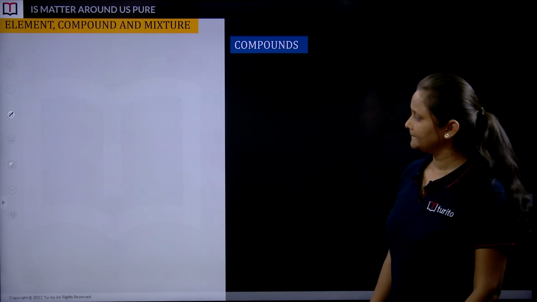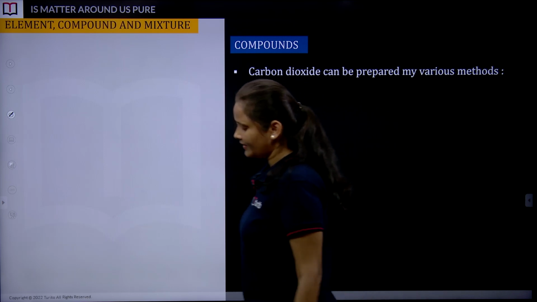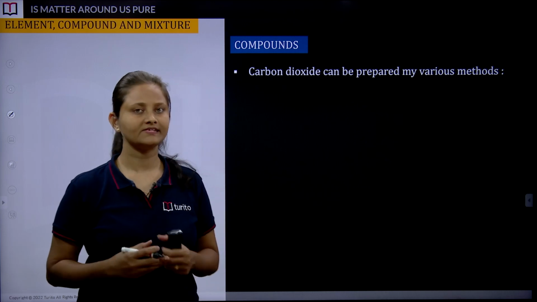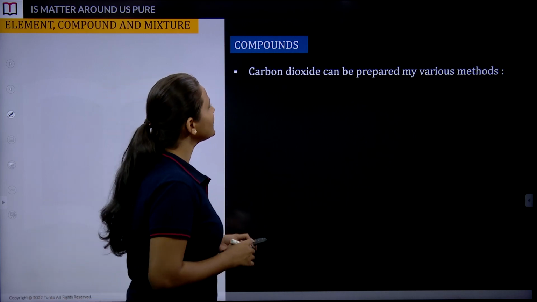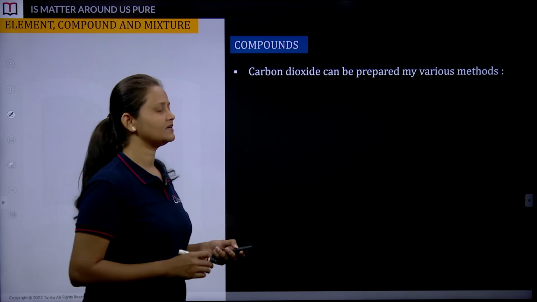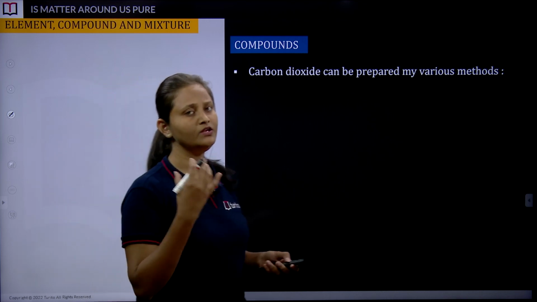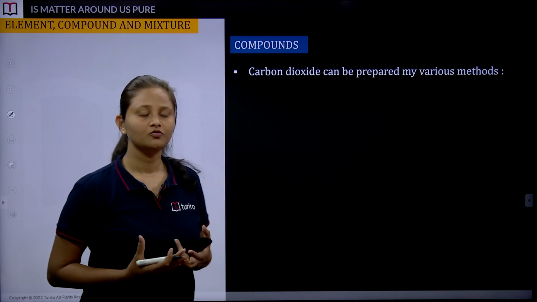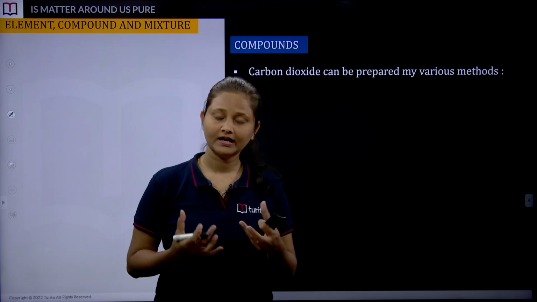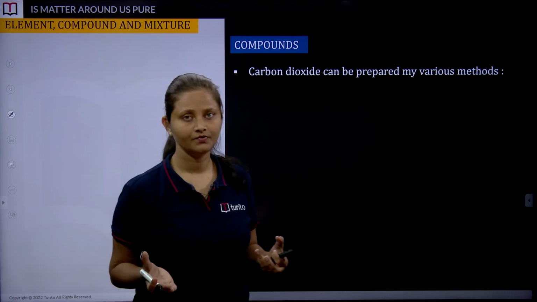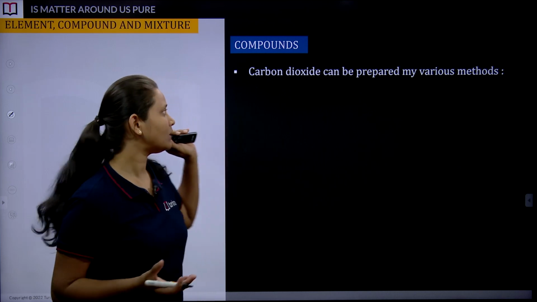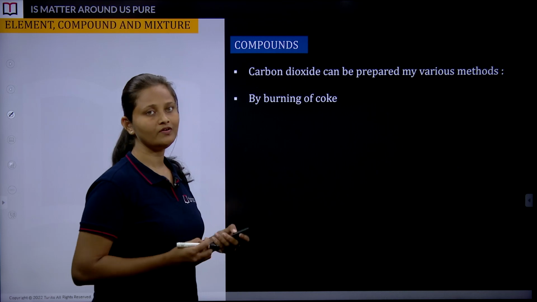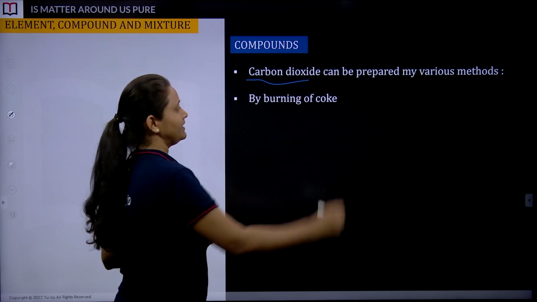Done? Let's move ahead. Now we are going to understand some properties of compounds with different examples. Okay. So here carbon dioxide can be prepared by various methods. Carbon dioxide, we know that it is a gas which is present in the environment. Plants are going to inhale carbon dioxide and exhale O2. So we are quite familiar with carbon dioxide. They have given the methods through which we can prepare carbon dioxide.